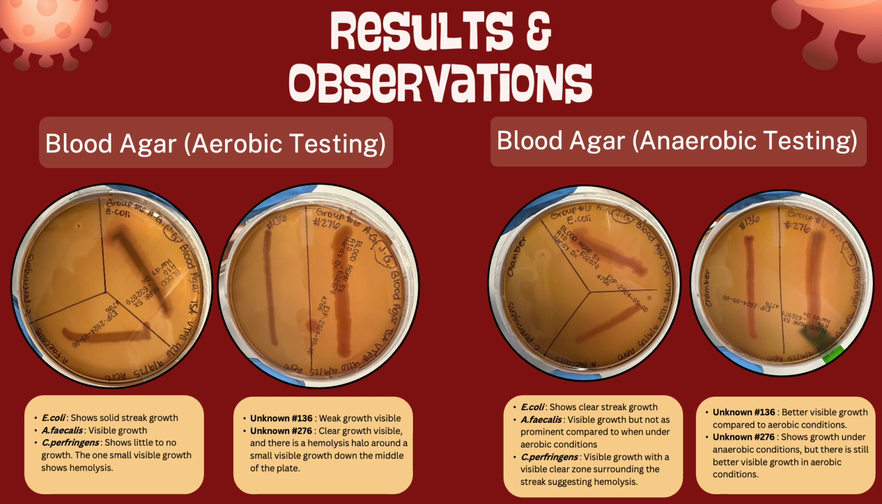C. perfringens did show visible growth when put under light, and there was a clear zone surrounding the streak, which suggested hemolysis. Our unknown 136 under anaerobic testing did show better visible growth compared to the aerobic testing results. And our unknown 276 did show growth under anaerobic conditions, but there is still better visible growth in aerobic conditions, as under the anaerobic conditions, it's a little bit less prominent.